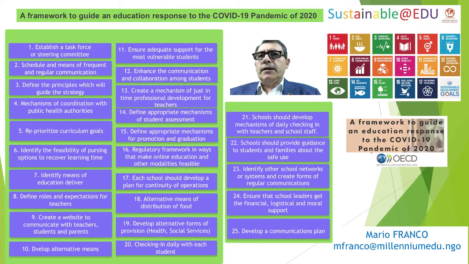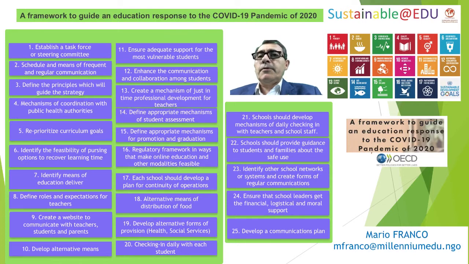It's maybe one of the key points of this framework. Recommendation number 18, it is important to have alternative means of distribution of food. We know many schools are delivering food, and for some students this is maybe the only meal where they can have a proper meal. Then to define alternative ways to keep these students with the delivery of food is very, very important.